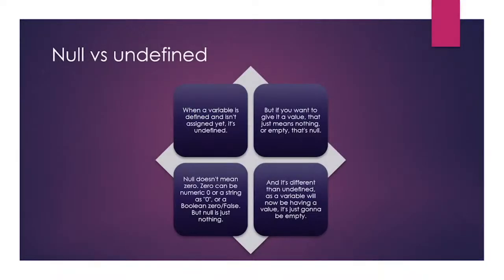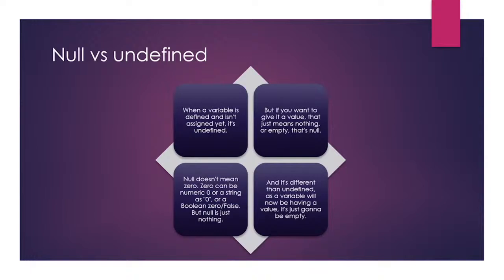Then now we finally come to see what those new data types mean, null and undefined. Well, here goes the basic thing. When a variable is defined and isn't assigned yet, it's undefined. If you've defined something and you don't give it a value, then it's undefined. But if you want to give it a value that simply means nothing or empty, that's null. If I say var a equals null, then it means that a does have something. It's not undefined, it's defined, but it's defined as a null value.